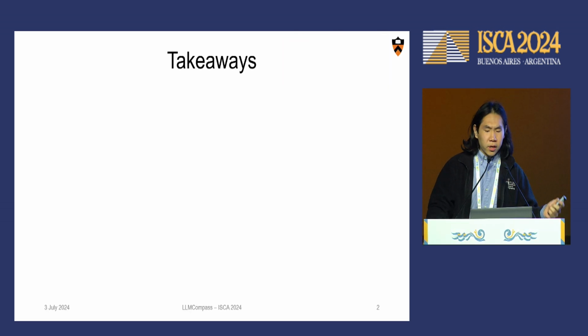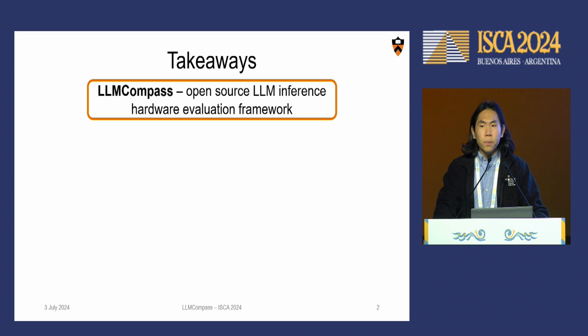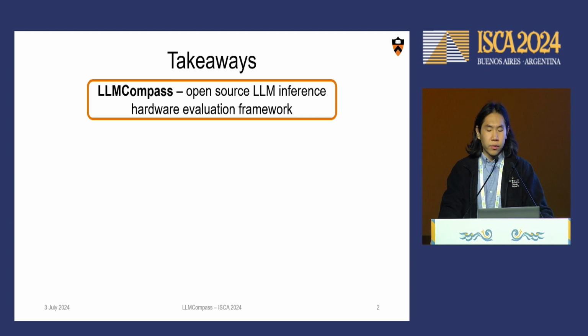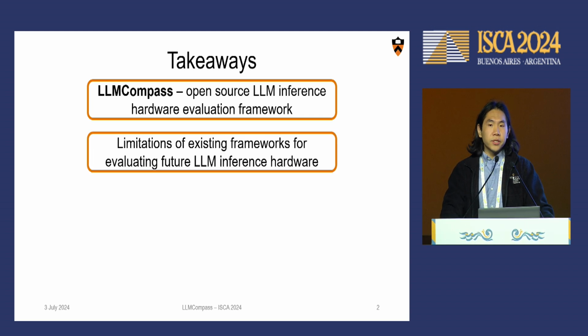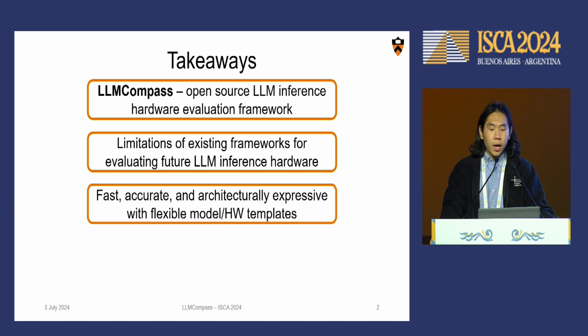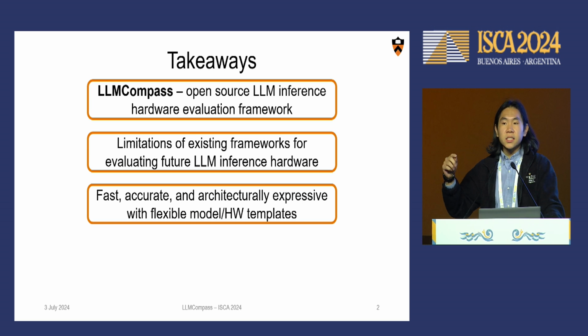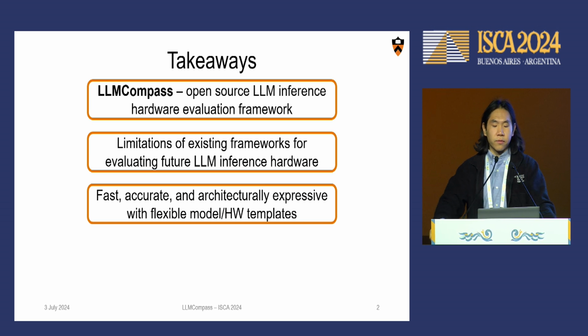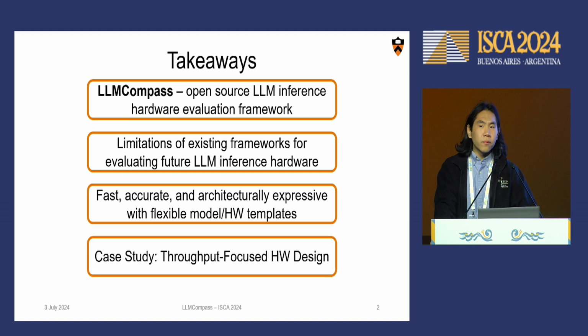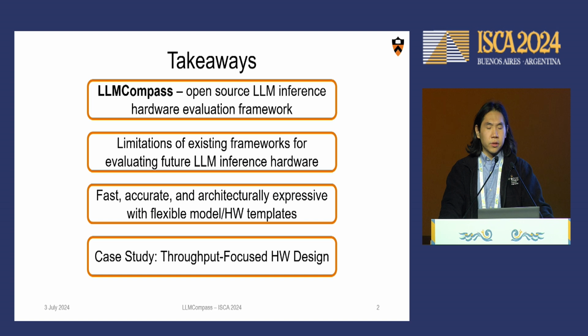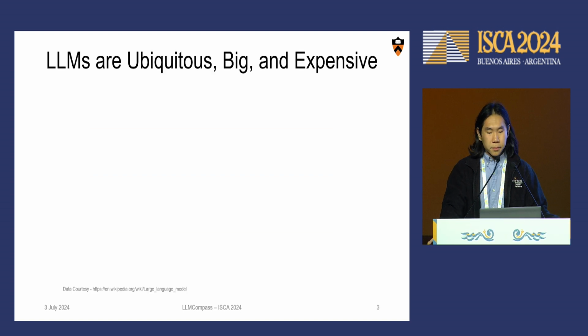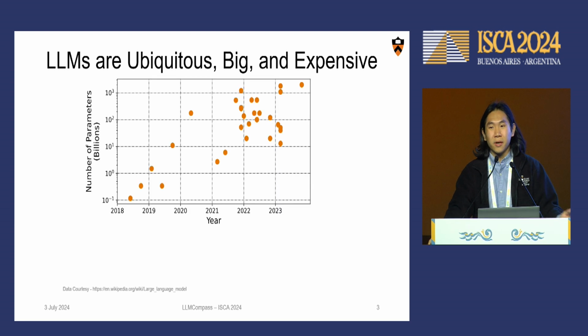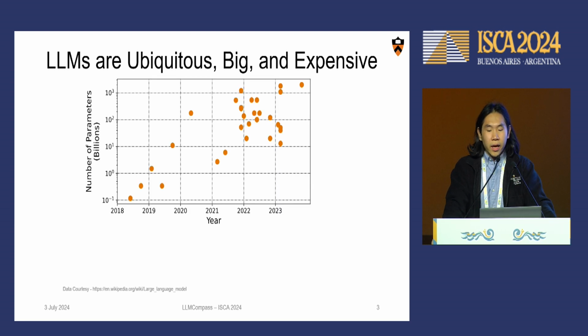The takeaways of our work: we will present LLMCompass, an open source LLM inference hardware evaluation framework. We'll detail the limitations of existing frameworks for evaluating future LLM inference hardware designs, and we address these challenges to design a fast, accurate, and architecturally expressive framework with flexible model and hardware templates. LLMCompass is a powerful tool for future LLM inference hardware research, and we'll showcase a case study for throughput-focused hardware designs.